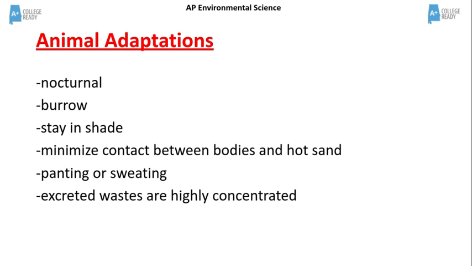Animal adaptations include being nocturnal, which means the animal is active and feeding at night when it's cooler. Many animals burrow to get into cooler underground areas. Animals find shade and stay there. They minimize contact between their bodies and the hot sand. They pant or sweat to cool themselves, and the excreted wastes of desert animals are dry and highly concentrated, which conserves water.